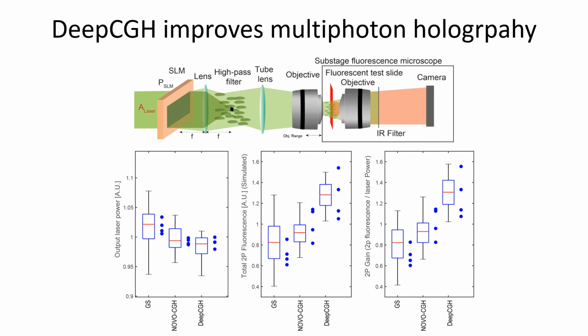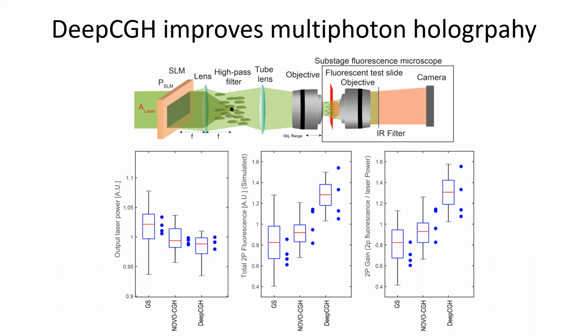So in this experiment, what we've done is we computed three-dimensional holograms targeting randomly distributed cell-size targets, and we computed the very same hologram using three different methods: Gerchberg-Saxton, a direct optimization method called NovoCGH, and our Deep CGH technique that uses deep learning. We measured under the objective the amount of power that was being received by the sample. So this is a measurement of how much heat is injected into the sample, and we did not observe any significant differences.